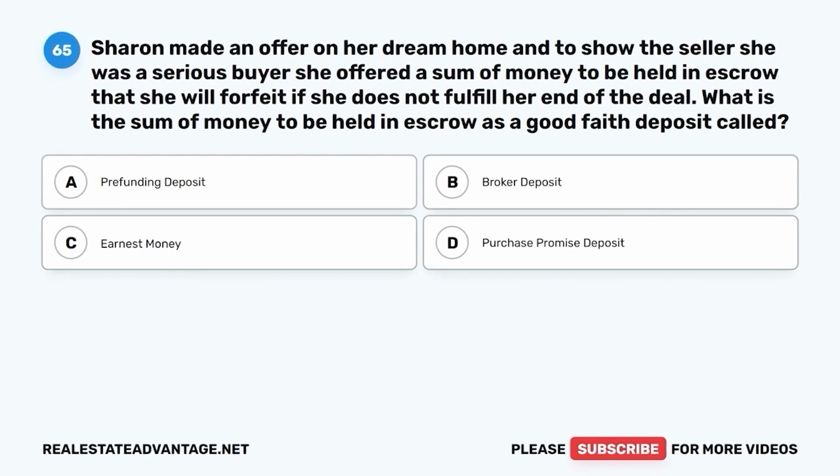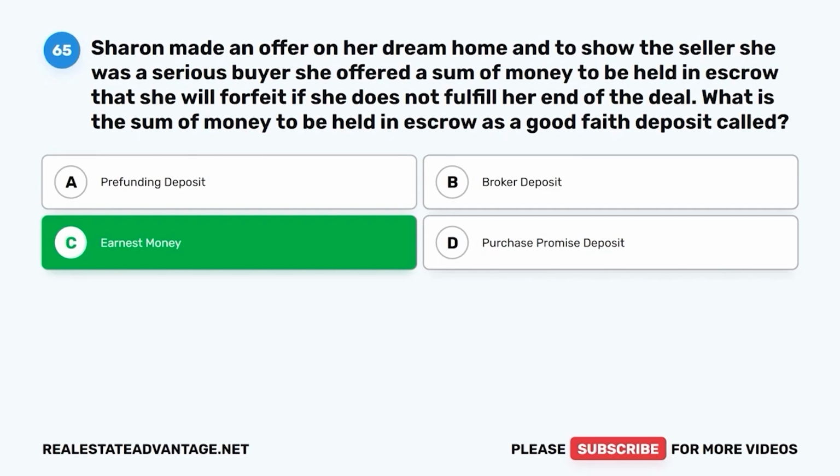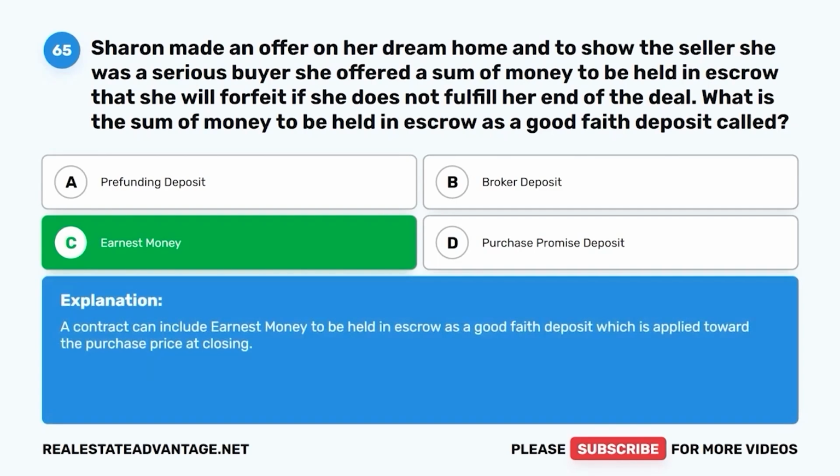Question 65. Sharon made an offer on her dream home, and to show the seller she was a serious buyer, she offered a sum of money to be held in escrow that she will forfeit if she does not fulfill her end of the deal. What is the sum of money to be held in escrow as a good faith deposit called? A, pre-funding deposit, B, broker deposit, C, earnest money, D, purchase promise deposit. The correct answer is C, earnest money. A contract can include earnest money to be held in escrow as a good faith deposit, which is applied toward the purchase price at closing.